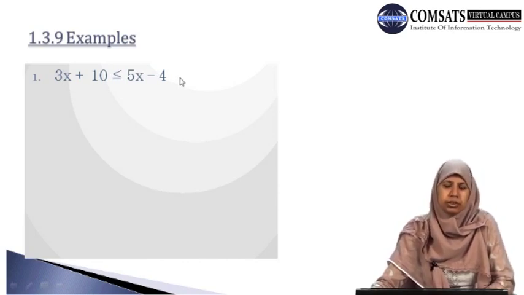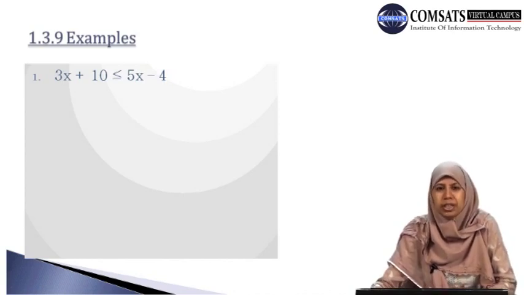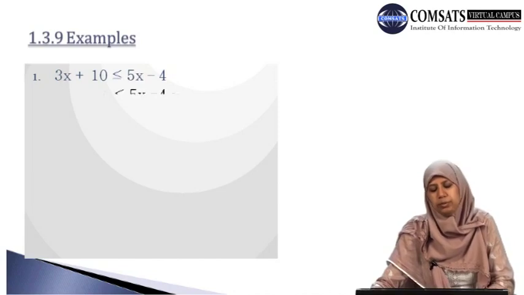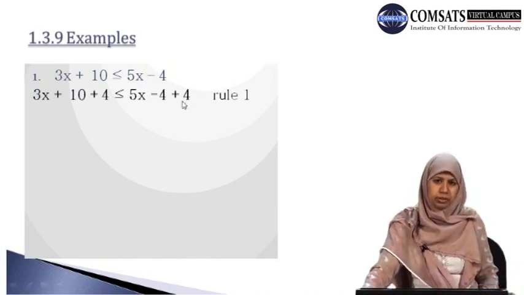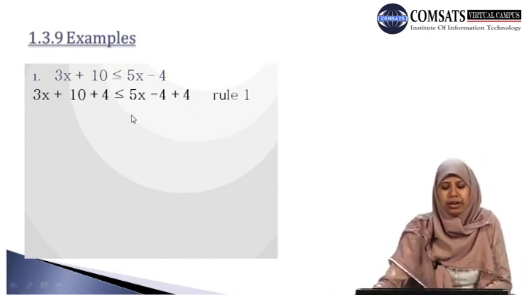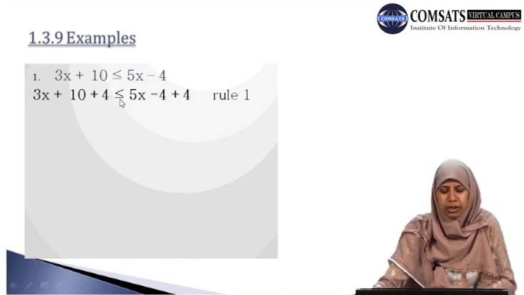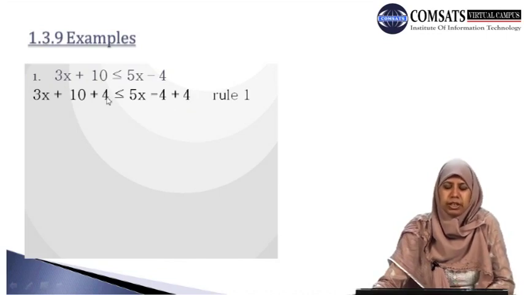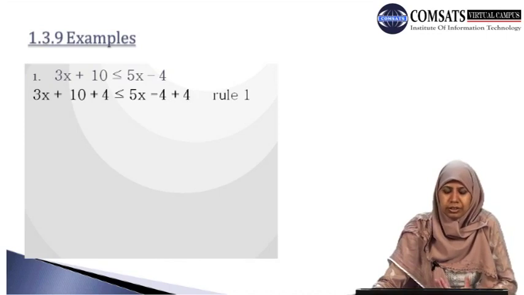How will we use our rules to find the solution of this inequality, or the interval where this inequality really holds? We start by applying our rules. First we use our rule 1, that is, we add 4 on both sides of the inequality. What we get is 3x plus 10 plus 4 is less than or equal to, as we have seen in rule 1, that adding the same number on both sides of the inequality does not affect the inequality sense.